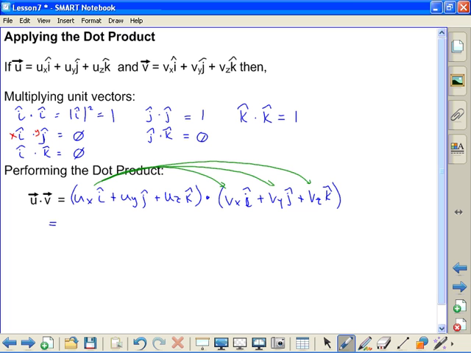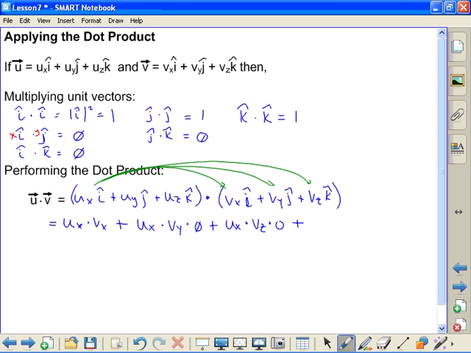So the ux i is going to be distributed in. We end up with ux times vx, and i dot i is just 1, so that term would stay like that. Plus ux times vy, multiplied by i dot j, which is 0, plus ux multiplied by vz, and i dot k is going to be 0.